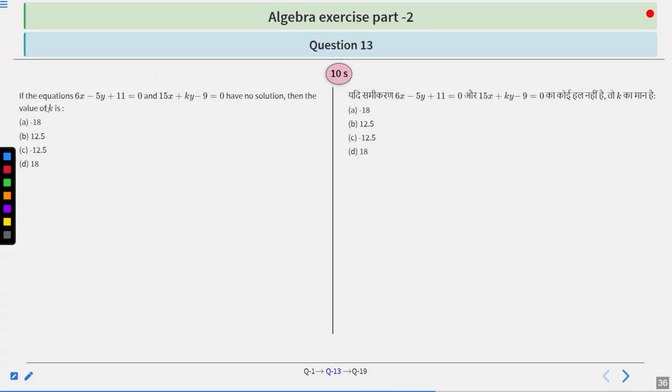Next is, if the equations 6x minus 5y plus 11 equal to 0 and 15x plus ky minus 9 equal to 0 have no solution, then the value of k is. Options are option A minus 18, option B 12.5, option C minus 12.5, and option D 18.